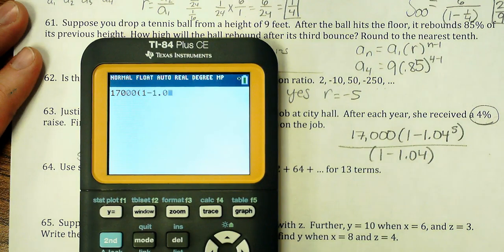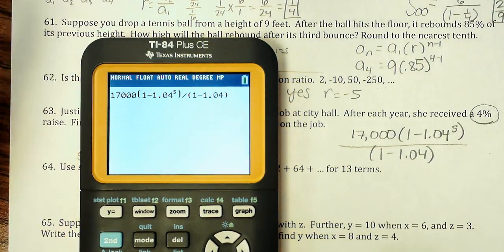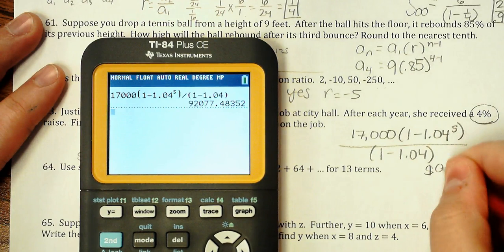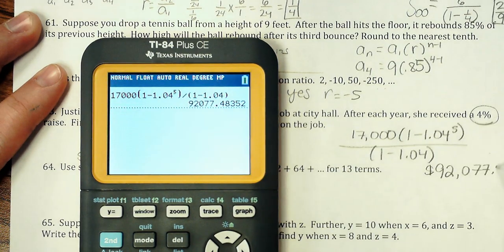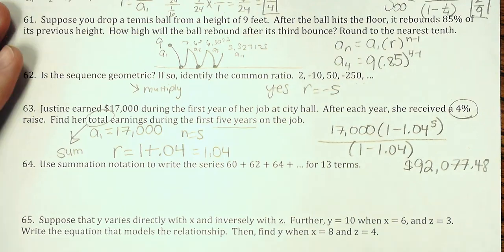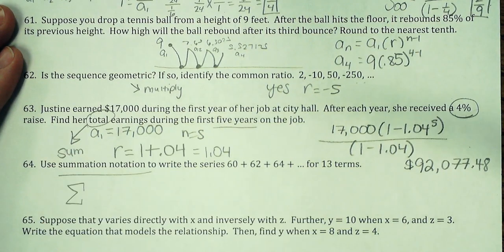Don't have a lot of time. To the 5th. Now, I would just recommend, as I have on every question, if you do the denominator, put that in parentheses, this is a difference here, and she's going to earn $92,077. This is money, so I'm going to round to the nearest hundredth, 48 cents. There we go.